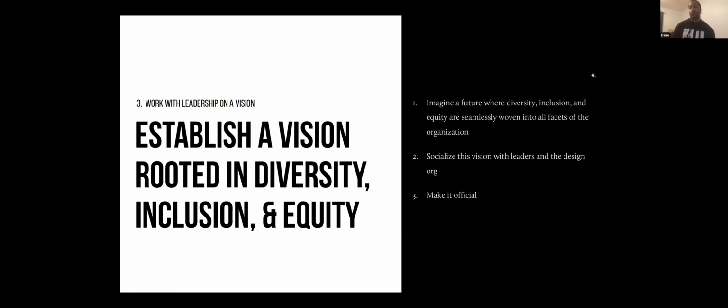Number three, once you're able to establish that relationship with leadership, start working with them on a vision. Establish a vision rooted in diversity, inclusion, and equity. So work with your leadership to imagine a future where diversity, inclusion, and equity are seamlessly woven into all facets of the organization. The same way we would approach a destination state for a design problem. You begin socializing this vision with other leaders and the design org as a whole.